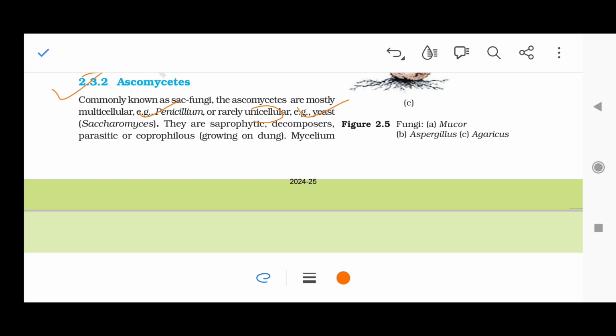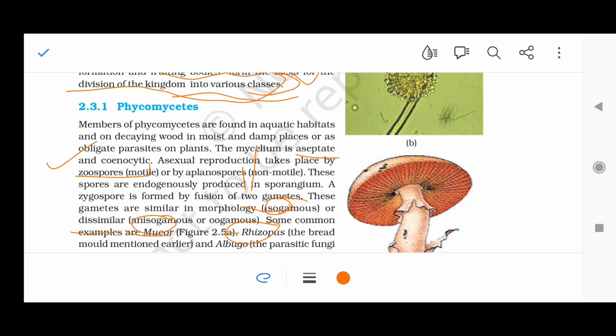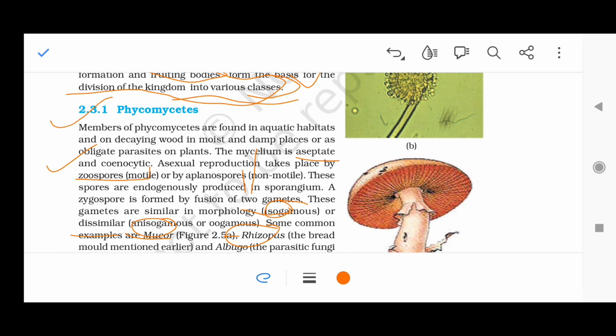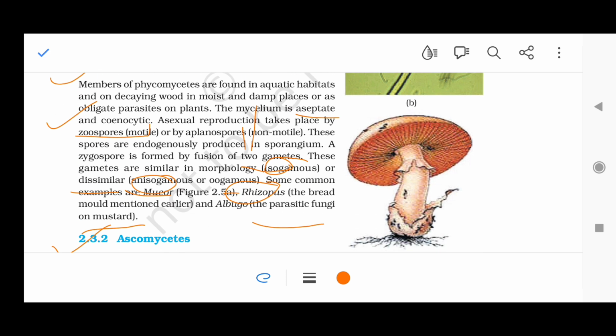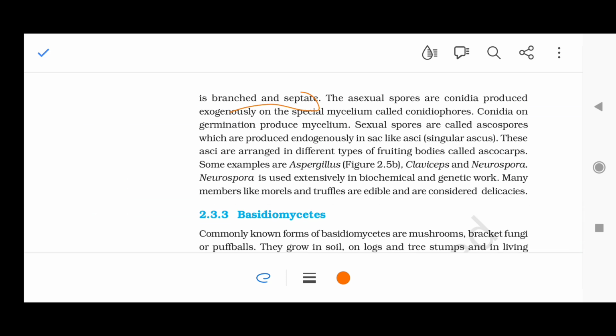They are saprophytic, decomposers, parasitic, or coprophilous. Coprophilous means they grow on dung. Mycelium is branched and septate. In our previous example, Phycomycetes, the mycelium was aseptate, and the coenocytic condition was multiple nuclei in a single cytoplasm.